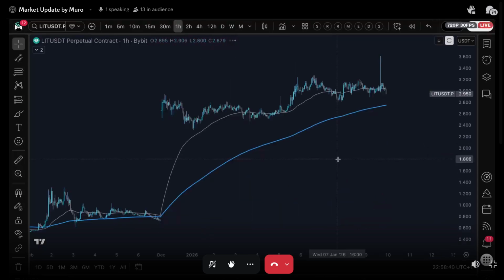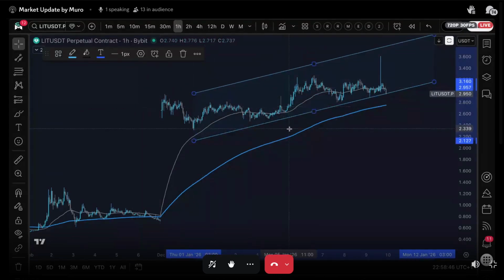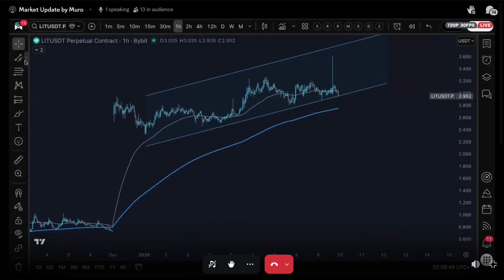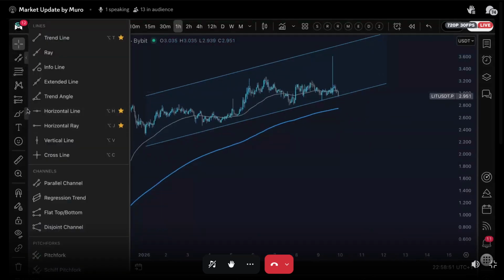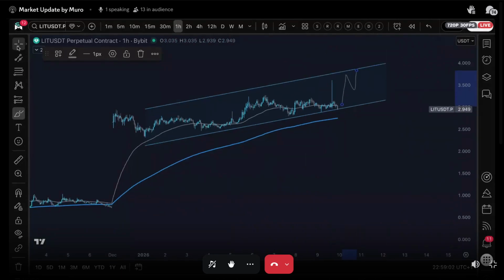Or as I said, if it continues bullish, then I would look for a breakout to the upside. And how to do that? As I said, it would have to break out here. One moment.